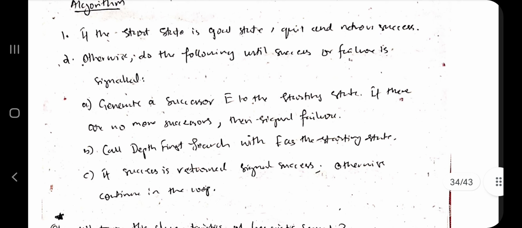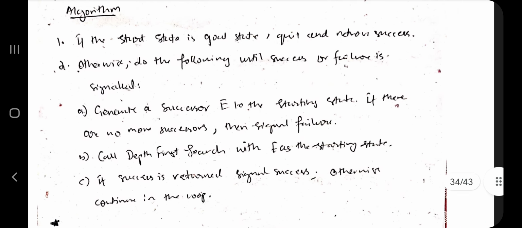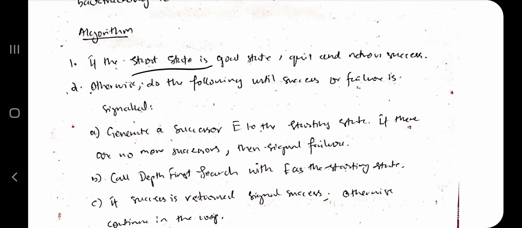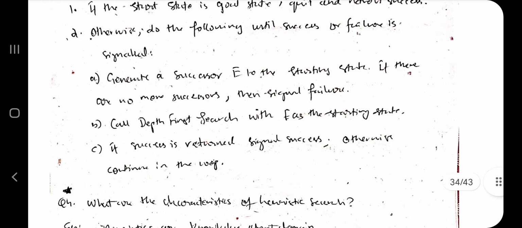That's the same thing we'll be doing here. If the start state is the goal state, suppose S was the start state, what will I return? Success, because I have reached the goal state, which was the start state itself. Otherwise, do the following until success or failure is signaled. When will failure be signaled? When the list is empty. When will success be signaled? When I reach the node which is actually the goal node.